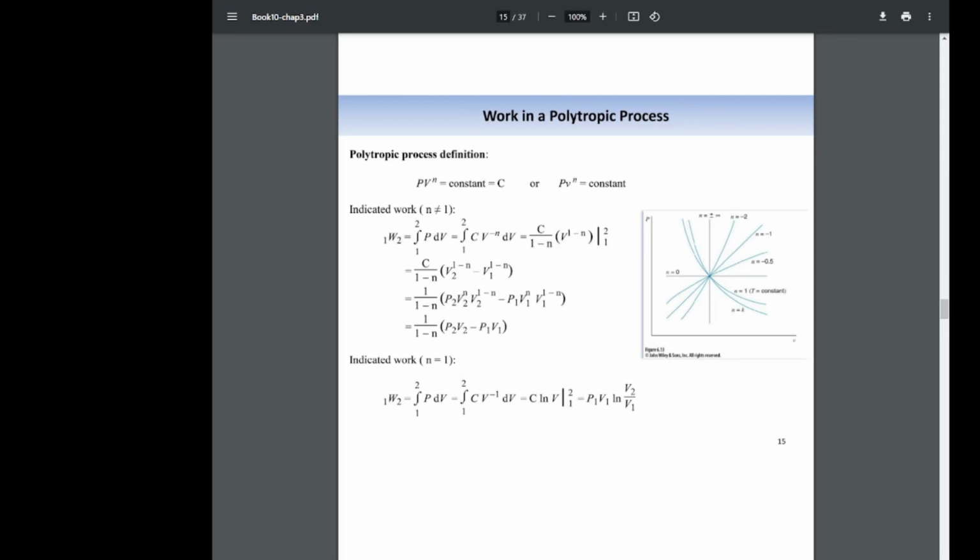The integral is a little bit different if n is equal to 1. Then you have to do the natural log form of the integration. So basically, the two equations that come out for work are this form when n is not equal to 1, and this form here when n is equal to 1. And that's pretty much it.